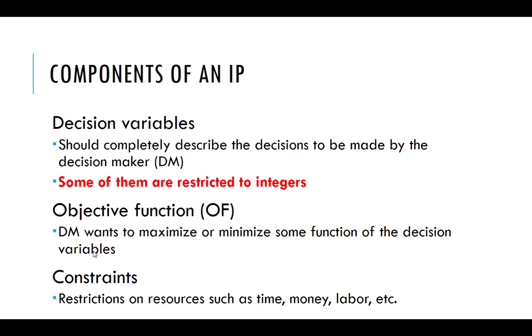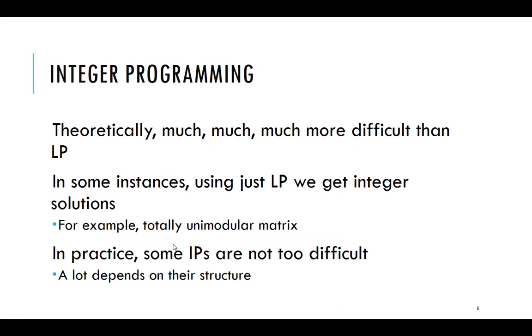So the components of an LP, again from our last unit, are decision variables. The only difference is the bulleted item in red: some of the decision variables must now be restricted to integers. Then the objective function, and we still have constraints. Integer programming is theoretically much more difficult than linear programming. What happens is we're going from a smooth surface in linear programming to a very point-by-point, much more discrete setting, where if we have to have integers, we can't just get from one integer to another on that smooth trajectory.